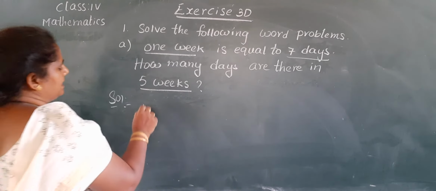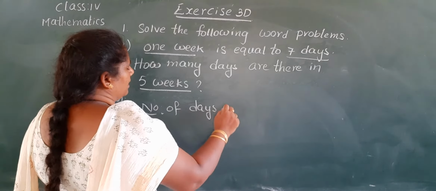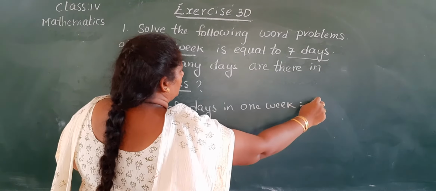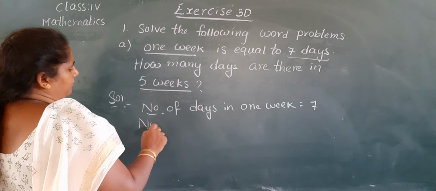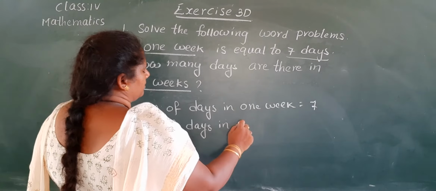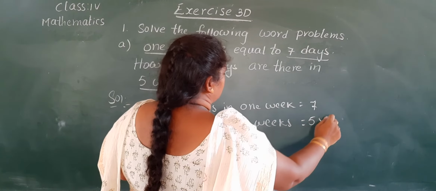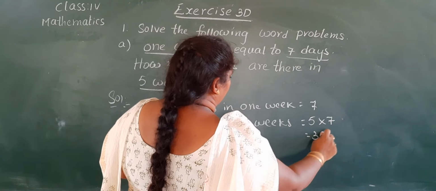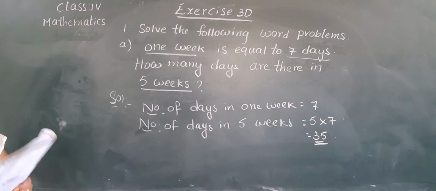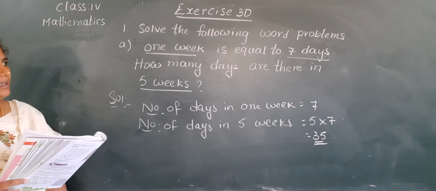So number of days in 1 week equal to 7. So number of days in 5 weeks, very, very easy problems, 5 into 7, that equals 35. So how many days are there in 5 weeks? Yes, 35 days. Note down in your classwork neatly.